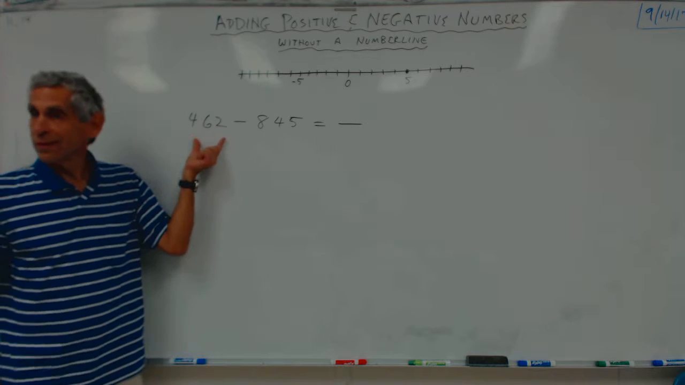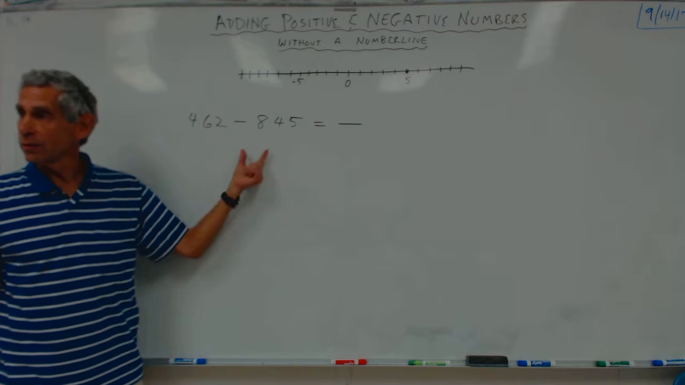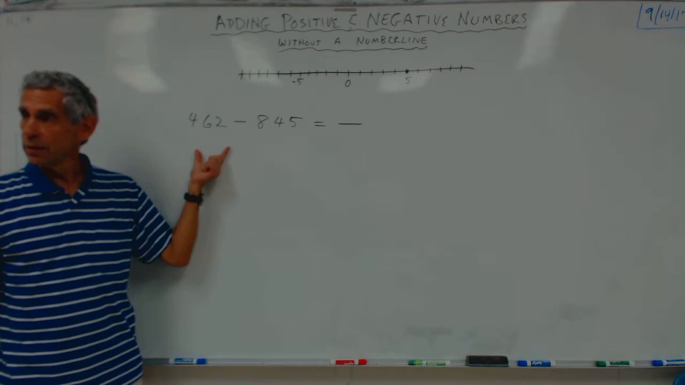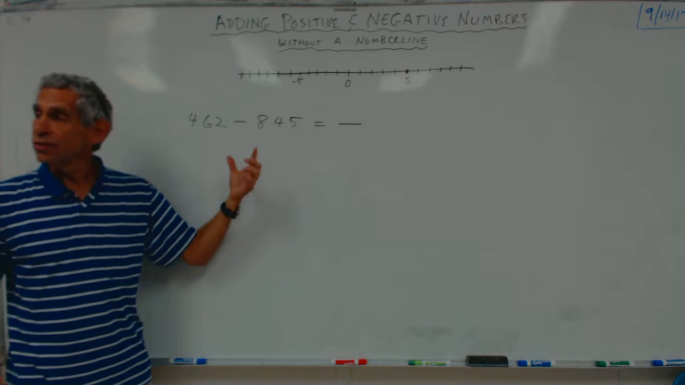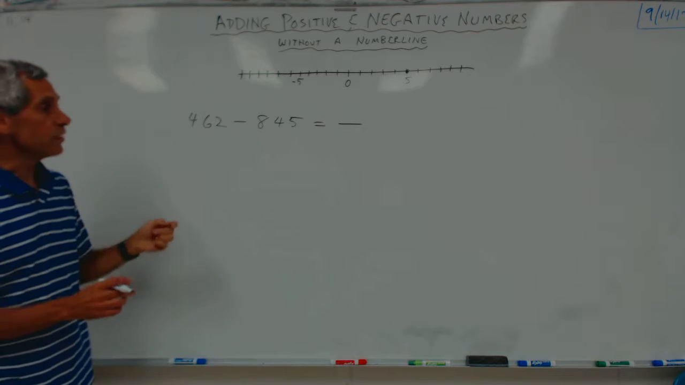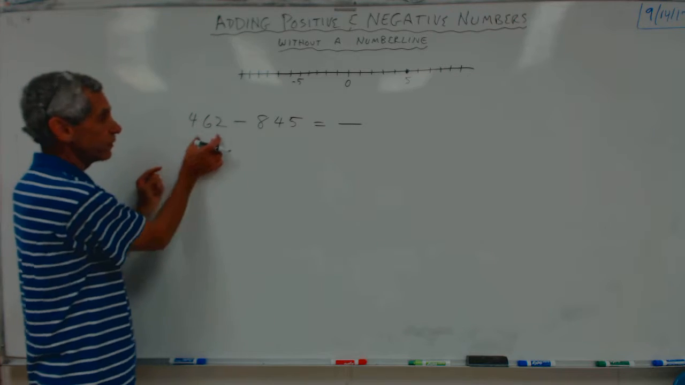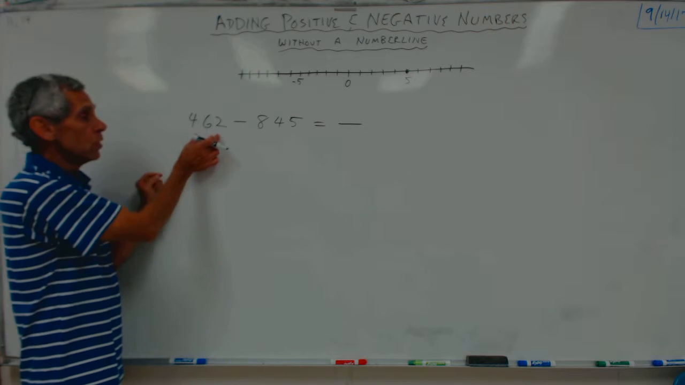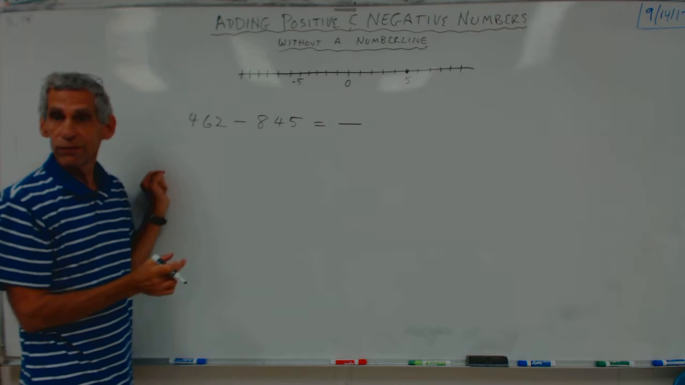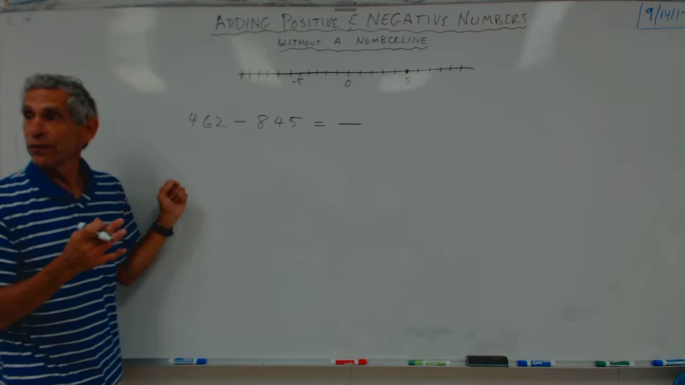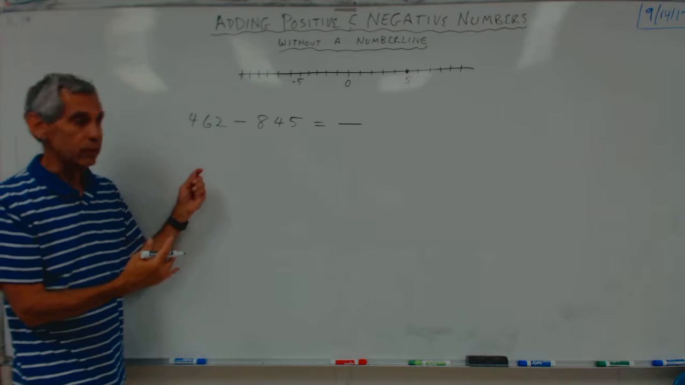Would you guys agree with me that this is the difference of two numbers? When you have a subtraction, it's the difference of two numbers. So you still have to find the difference. But it doesn't matter whether I subtract 845 from 462 or subtract 462 from 845, right? But the difference, I have to find the difference. That's what I'm dealing with.